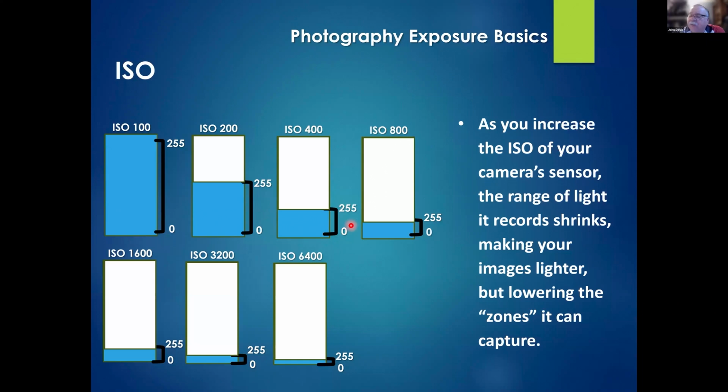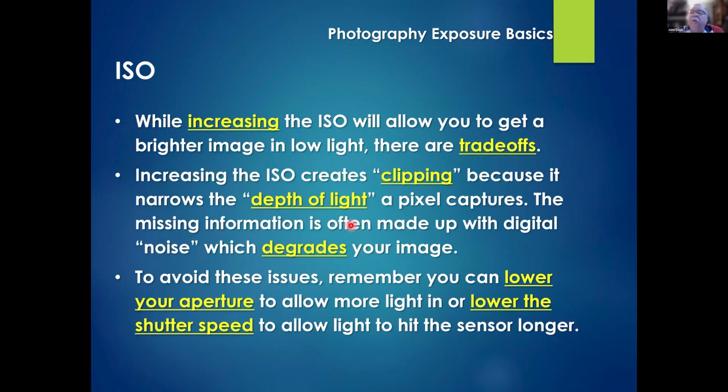Now, that's not to say that you should never use the higher ISOs. These days, cameras have gotten better at dealing with that. But just remember, as it gets higher, you're going to limit how much information your camera can record. When that happens, we get something called clipping. As you take the 256 levels of gray and shorten them up, your image becomes a lot more contrasting. There are no gentle shifts from one zone to the next.